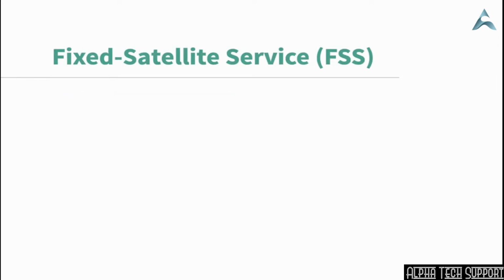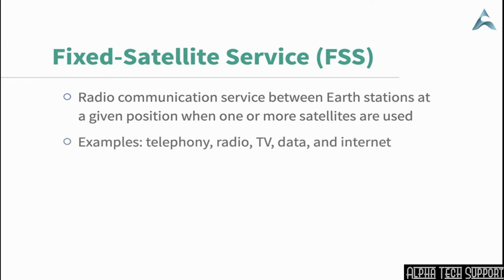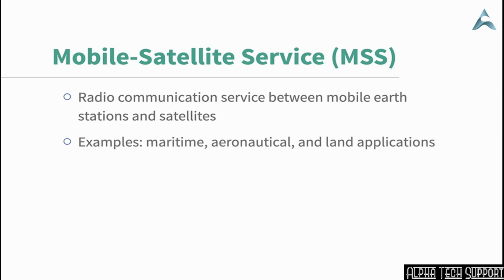The FSS is a radio communications service between Earth stations at a given position, where one or more satellites are used. FSS supports all types of telecommunications and data network services, such as telephony, radio, TV, data, and Internet. The MSS is a radio communication service between mobile Earth stations and the satellites. MSS includes maritime, aeronautical, and land services. To support mobility, mobile Earth terminals are often small and handheld devices.